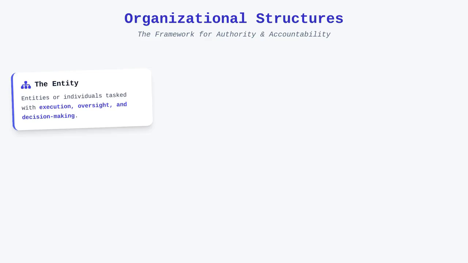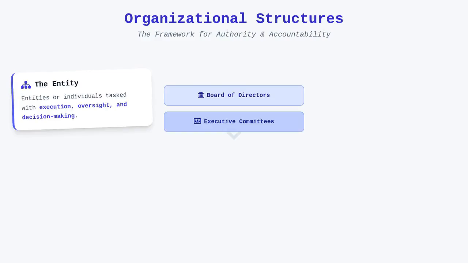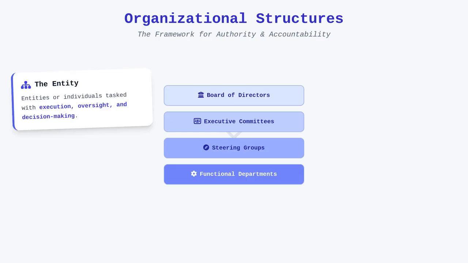If processes provide the methodology for action, organizational structures provide the framework for authority and accountability. These structures are the entities or individuals tasked with the execution, oversight, and decision-making responsibilities that keep the governance system functioning correctly. Within an enterprise, this typically includes the board of directors, executive committees, steering groups, and individual functional departments that possess specific operational mandates.